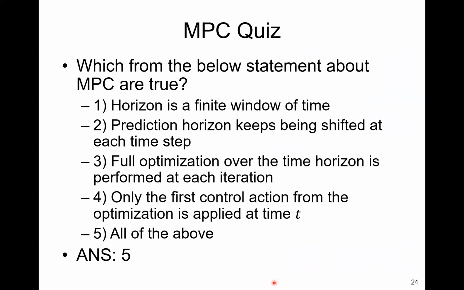So here's the quiz. Which statements are true about MPC? All of these are true. First, horizon is a finite window of time. Prediction horizon keeps being shifted forward at each time step. And the full optimization over the time horizon is performed at each iteration. And also only the first control action from the optimization is applied at a time t. So all of these are true.